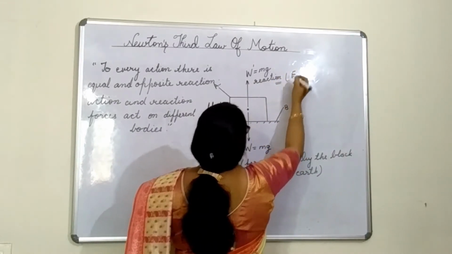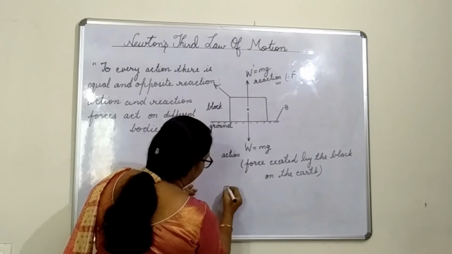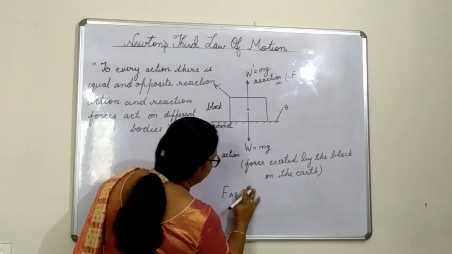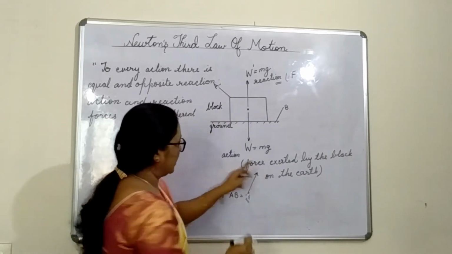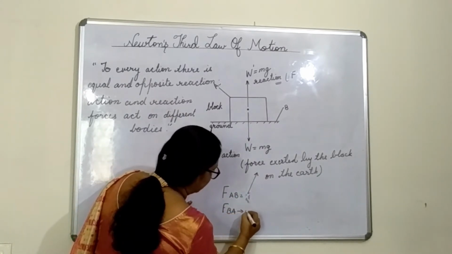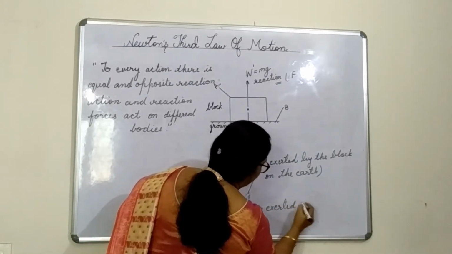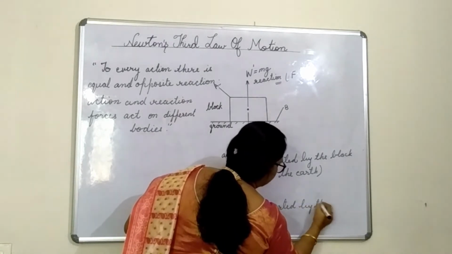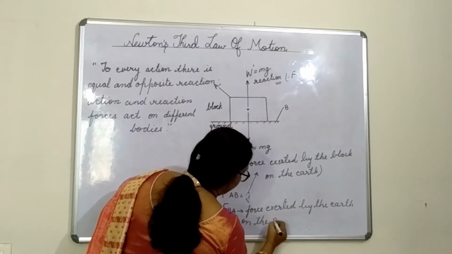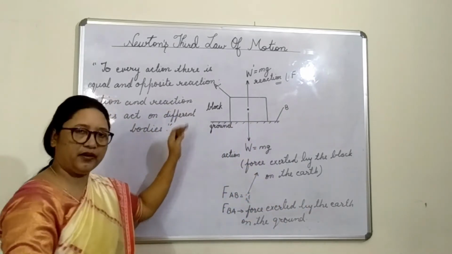So we can suppose the block is A and ground is B. So here what force is applied? FAB is the force exerted by the block on the ground, and FBA is the force exerted by the earth on the block. So I hope you have understood this, the action and reaction.